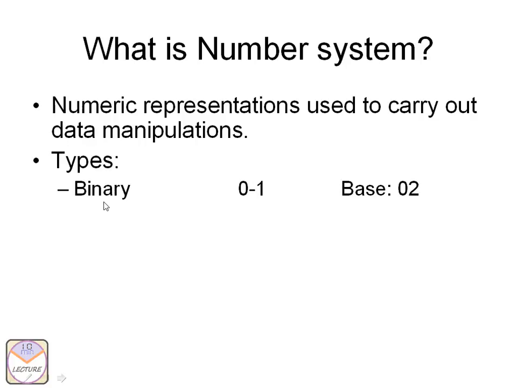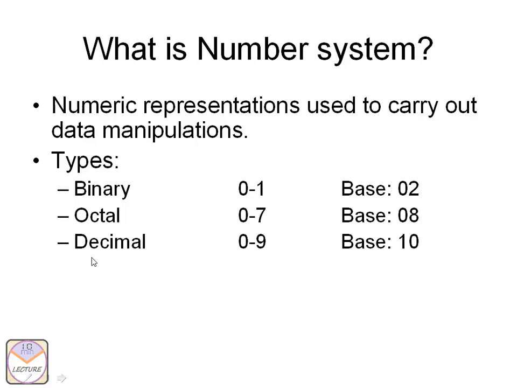The first one is binary. In binary, as the name suggests, only two digits are used, that is 0 and 1. So the base is 2. Next is octal. Octal is represented using digits 0 to 7, that is 7 plus this 0, totally 8, so 8 is the base of the octal number system.